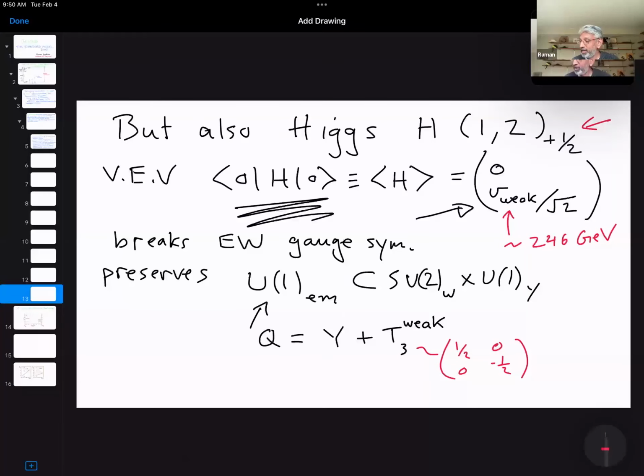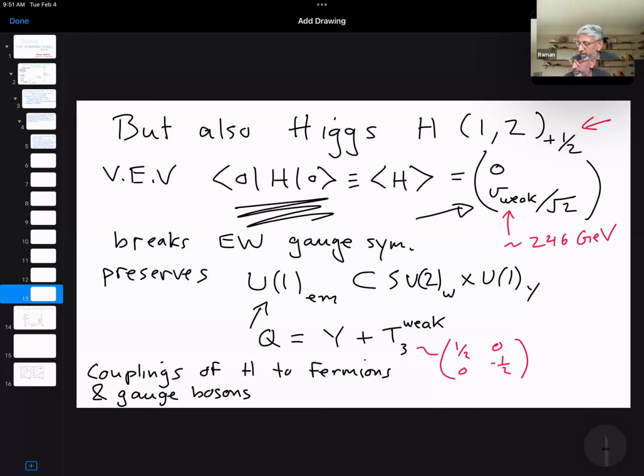Okay, so in this way, as you know, again, you will have studied it, but let me just say it here, that couplings of H, of the Higgs field, to fermions and gauge bosons then lead to masses. Okay, so the masses are forbidden by gauge invariance, but once the Higgs breaks that gauge invariance, we generate masses.